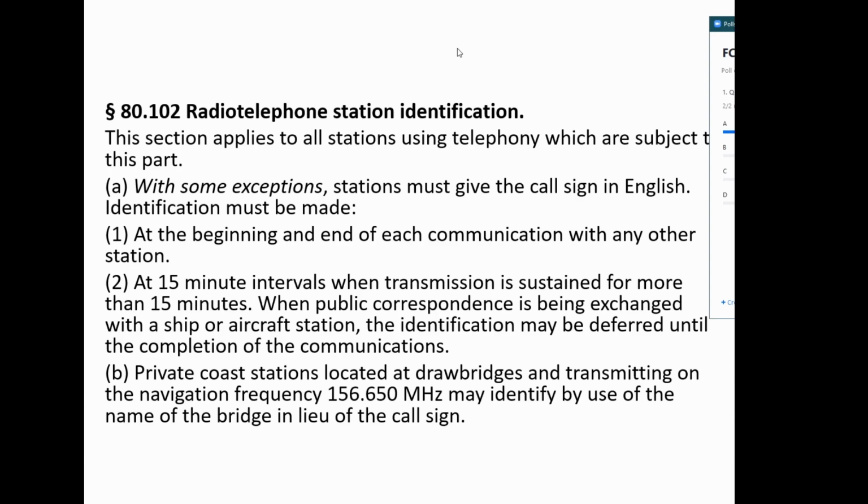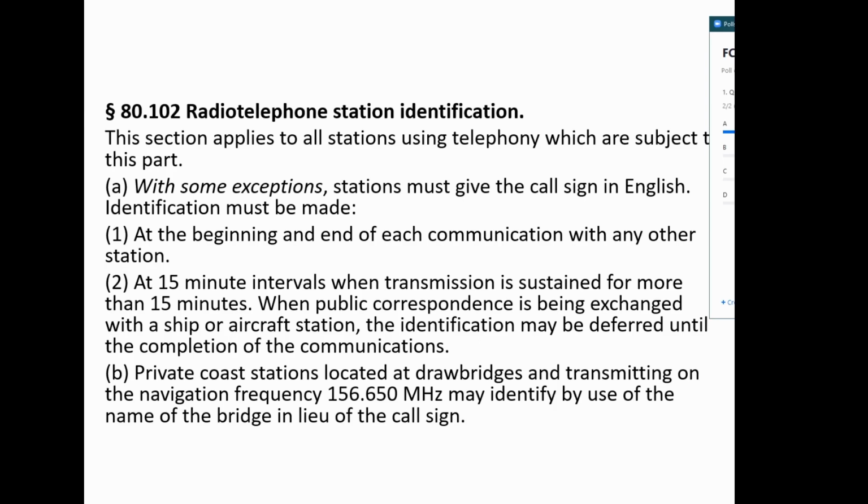All right. Radio telephone station identification. We haven't talked about this one yet. This section applies to all stations using telephony which are subject to this part. With some exceptions, stations must give the call sign in English. Identification must be made at the beginning and end of each communication with other stations, and at 15-minute intervals when transmission is sustained for more than 15 minutes.